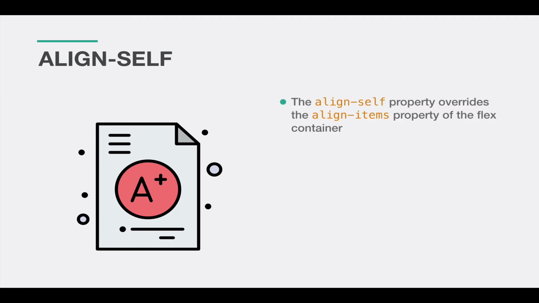The align-self property allows you to override the align-items property set by the Flexbox container. This will be applied to an item, so a single item can choose where it's aligned on the cross axis. The align-self property has the exact same values as align-items. Those were stretch, flex-start, flex-end, center, baseline.